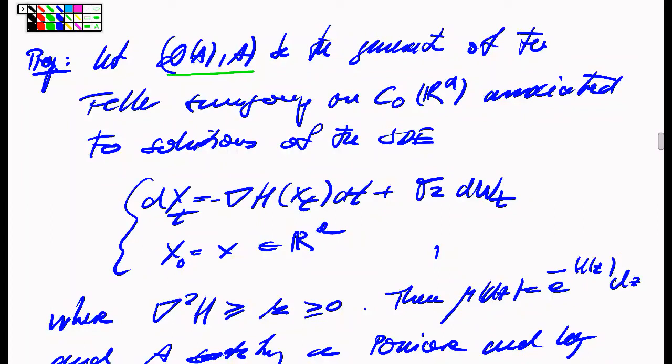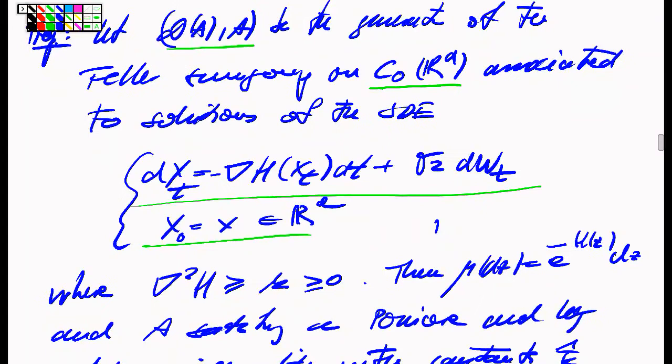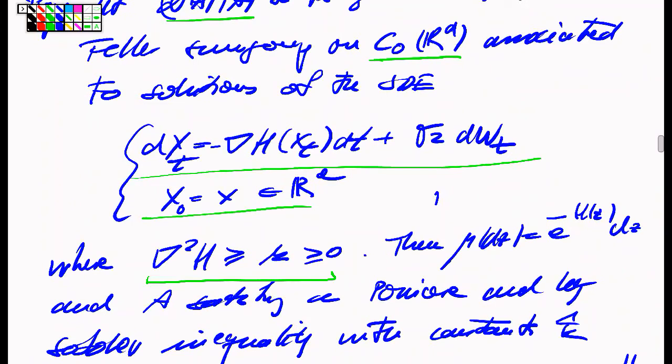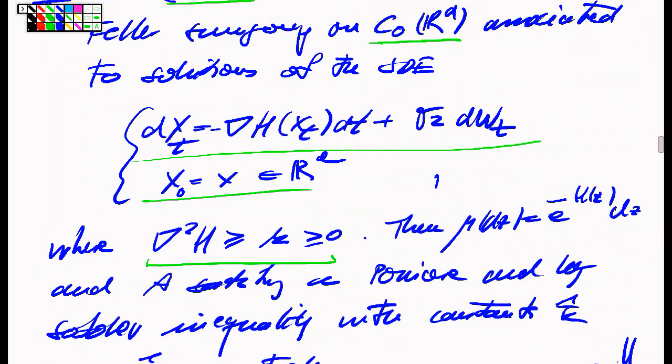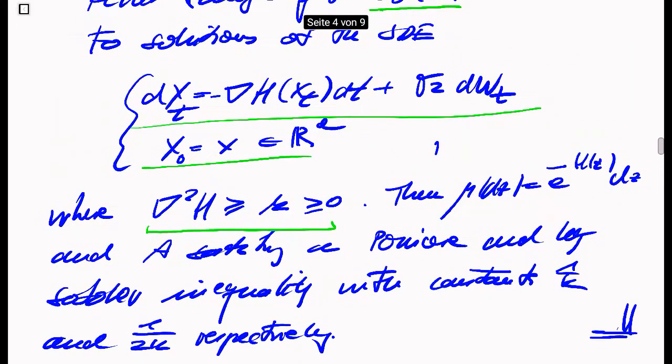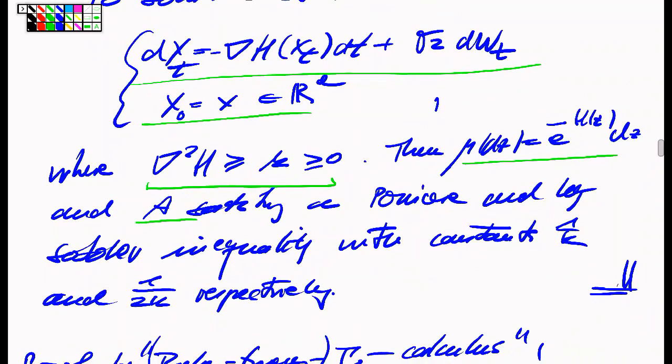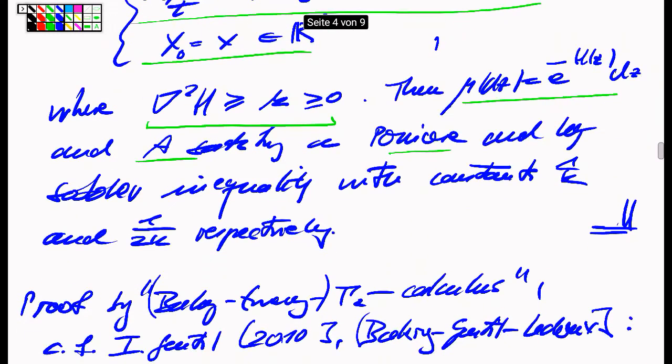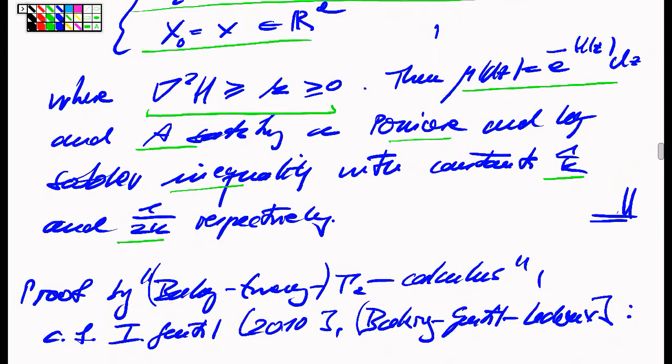If we have the generator of a Feller semigroup on Euclidean space, which is associated again to our gradient diffusion type process, and if we require that the function H is in fact k-convex with strictly positive k, so the case k equal to zero is a degenerate case, so let us assume for simplicity that this number k is strictly positive, then the corresponding equilibrium measure of Gibbs type together with the generator A satisfy a Poincaré and a logarithmic Sobolev inequality with constant 1 over k and 1 over 2k respectively.